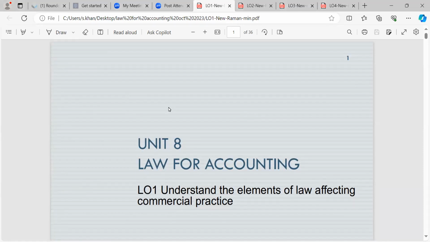So today is the final session of Law for Accounting, Unit 8, and my name's Shazia Khan, and we'll be doing the final session today, which is the assignment discussion session. But before I go on to doing the assignment discussion session, I want to go through the 4 learning outcomes and then go on to the assignment session.